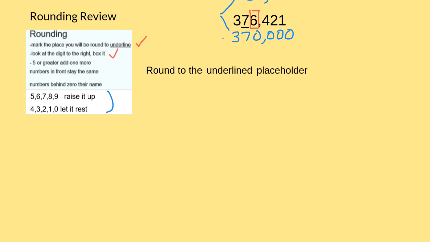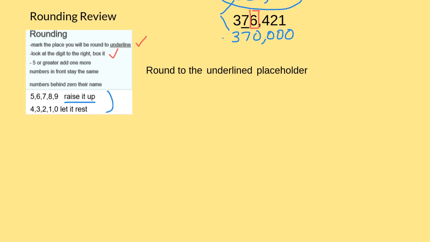If the number making our rounding choice is 5, 6, 7, 8, 9, 5 or above, we're going to raise it up, a 5 or greater. Or some of you use that phrase, give it a shove. So go ahead and look at our 6. And then remember our hand motions from yesterday. That 6 tells us that we are going to raise this up to 380,000.